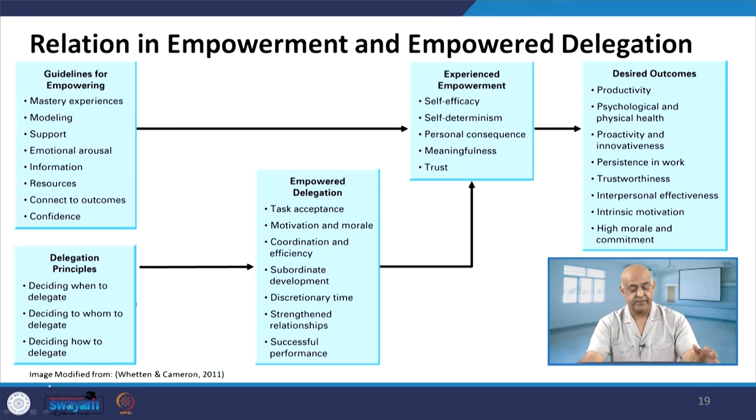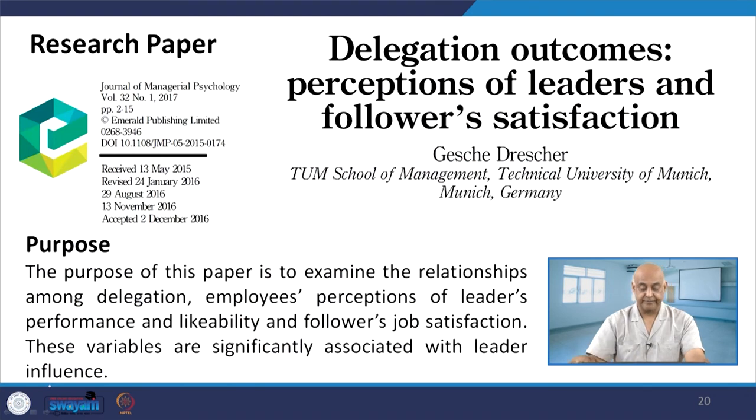Here I would like to focus on these points, these four blocks we have discussed earlier. So now finally I will discuss the desired outcomes. That is increasing productivity, psychological and physical health, proactivity and innovativeness, persistence in work, and trustworthiness in the atmosphere that will be created, so that organizational citizenship will be strong, with interpersonal effectiveness, intrinsic motivation, and high morale and commitment. As a result, whenever we have this empowering and delegation culture in the organization, it will give the desired outcomes.